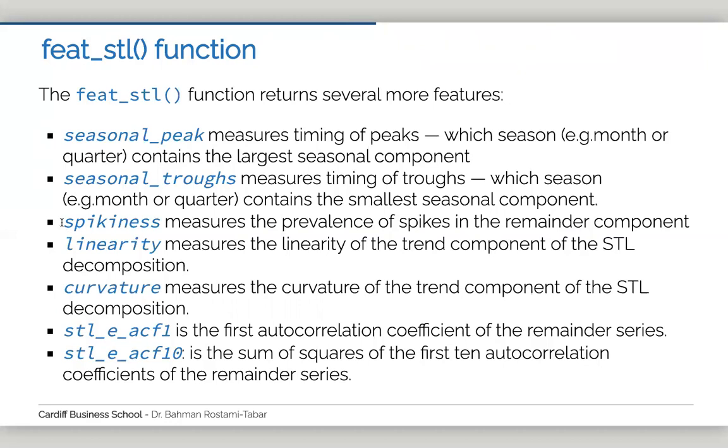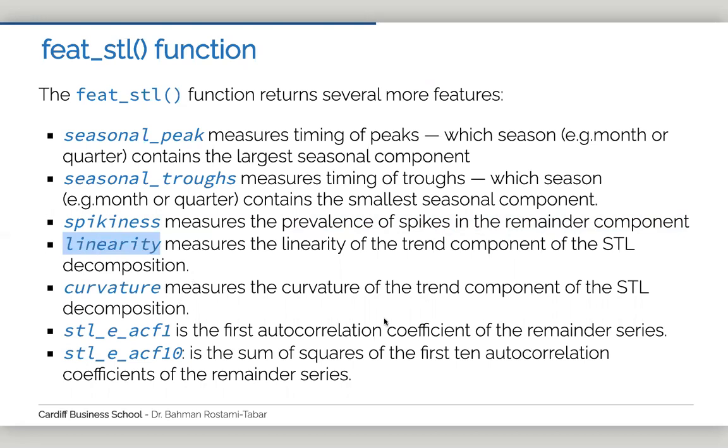You can have another measure called spikeness, which measures the prevalence of spikes in only the remainder component. I'm not sure how this could be useful, but you can refer to the book and see whether this is something you might use in your data set or not. Another measure is linearity, which measures the linearity of the trend component of the STL decomposition. Again, this is only about linearity. If you have a non-linear trend or a piecewise trend, this is probably not a good measure.